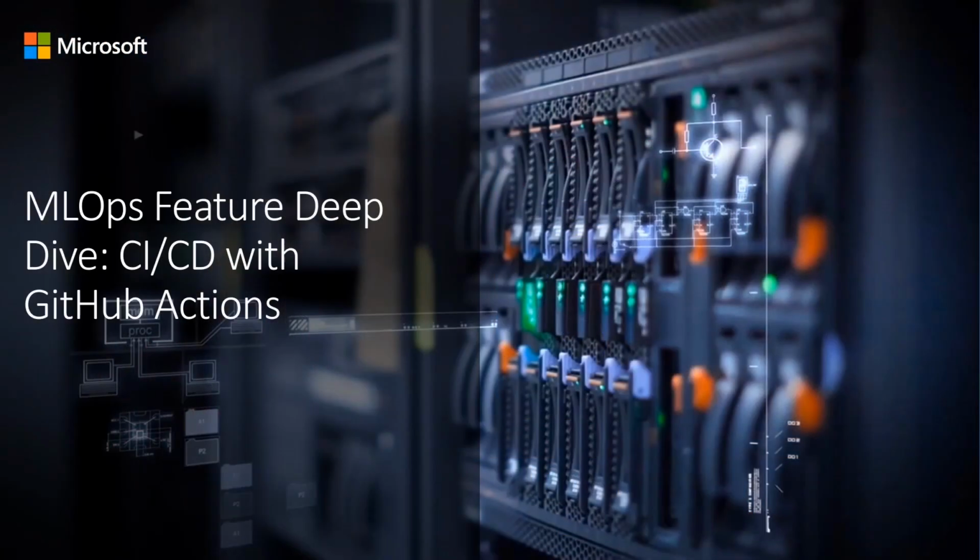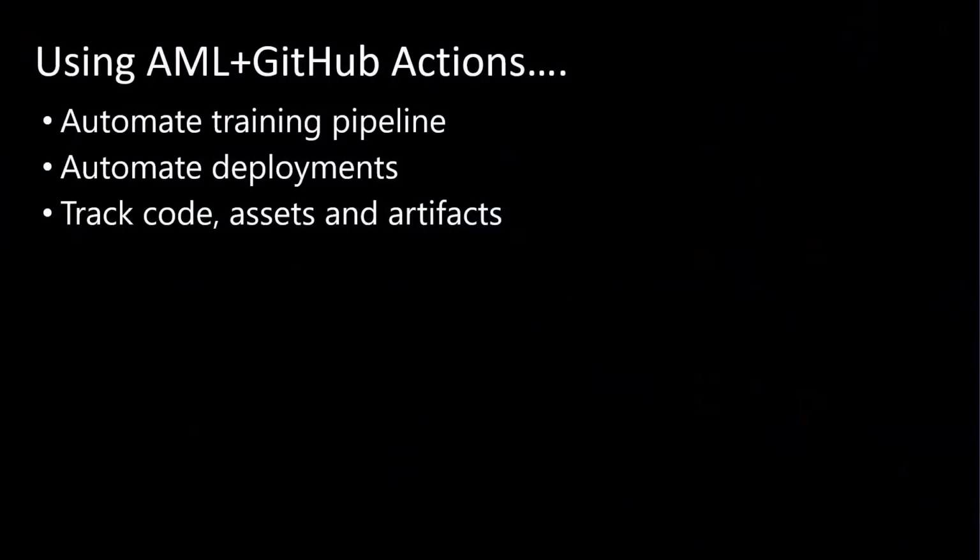All right, let's talk about the scenario that we're going to describe here. Today I'm going to show you how to create a CI/CD workflow using GitHub Actions and AML. What we'll be doing is showing how to create an automated training pipeline with machine learning pipelines and automated deployments. We're also going to touch on the topic from that first video where we showed you how to track your code, assets, and artifacts, and kind of tie it all together. All right, let's dive in.